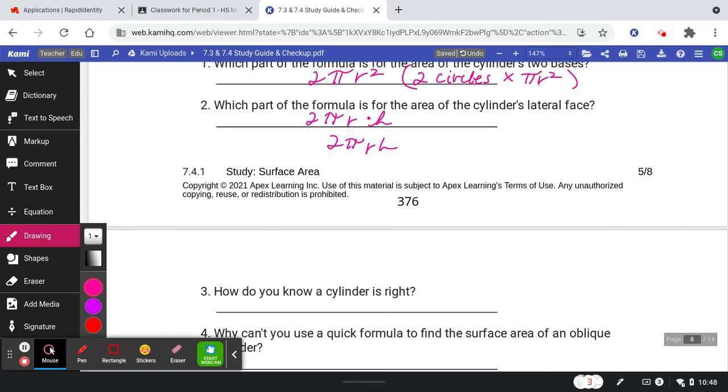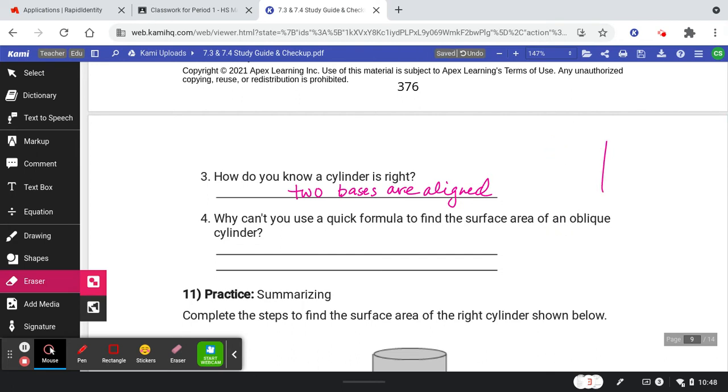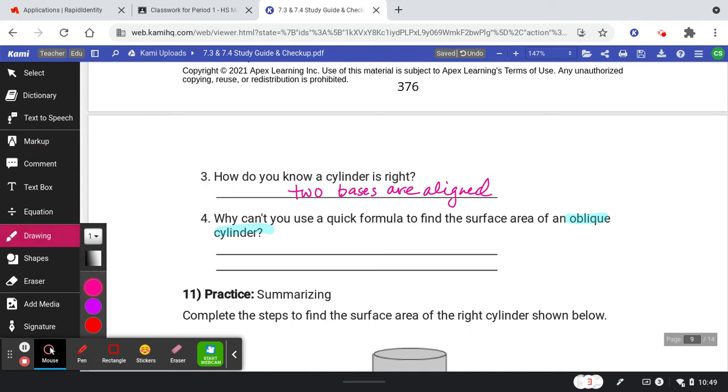How do you know the cylinder is a right cylinder? If the two bases are aligned, meaning one is right on top of the other. They're exactly over each other. Why can't you use a quick formula for this? When it's oblique, the lateral face shape is irregular. So you can't use this little formula.